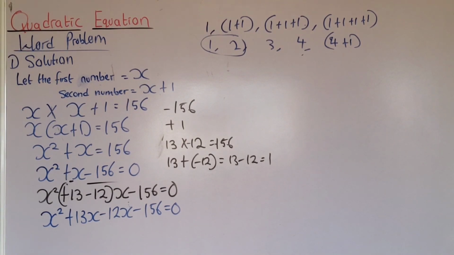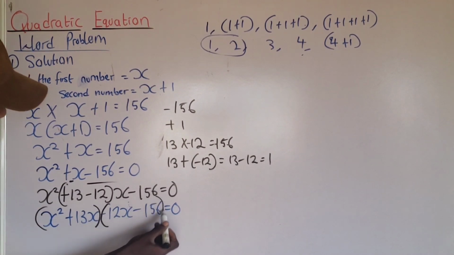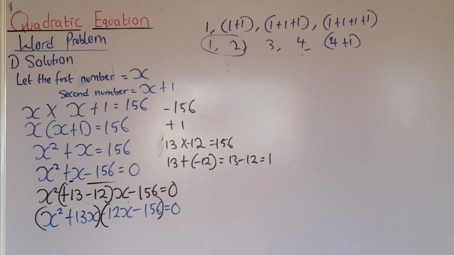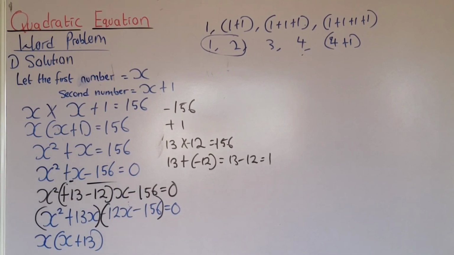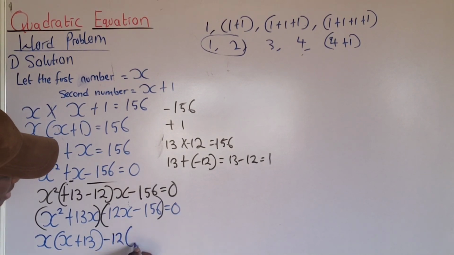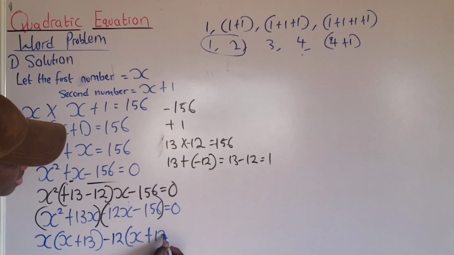Okay, but before we factorize, I'm going to separate this equation into two. The first part being here and the second part being this. You understand? So I'm going to have separated the equation into two. Now I'm going to factorize each part. Let us start with the first part. What is common to x squared and 13x? x is common, so I'm going to have x into bracket x plus 13. Are you paying attention? Now, what is common to negative 12x and negative 156? Negative 12 is common, so I'm going to have minus 12 into bracket x plus 13.